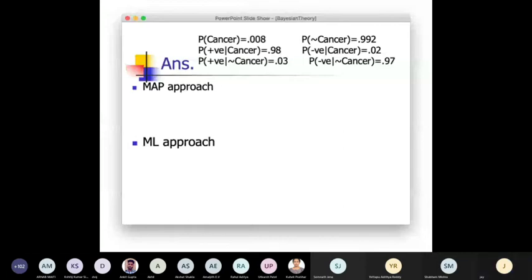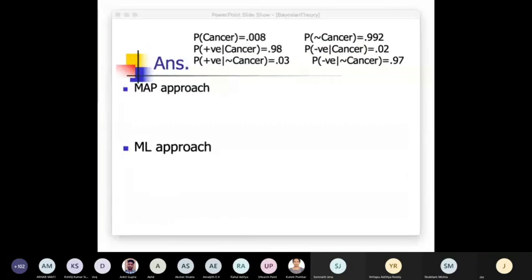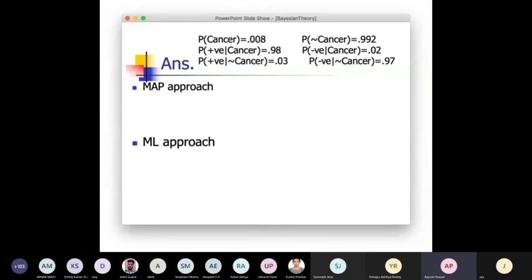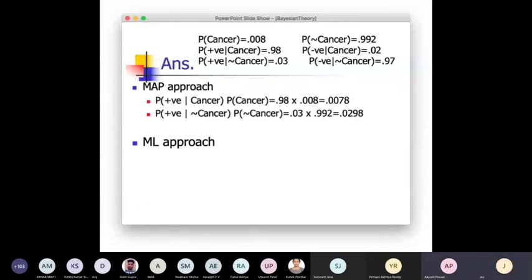Anyone? What about Ayush Prasad? Are you present, Ayush? Yes, sir. I have got 0.00784 for cancer and 0.02976 for not cancer. So which one should you take? The greater one, that is not cancer. Okay, very good. I hope this is fine.